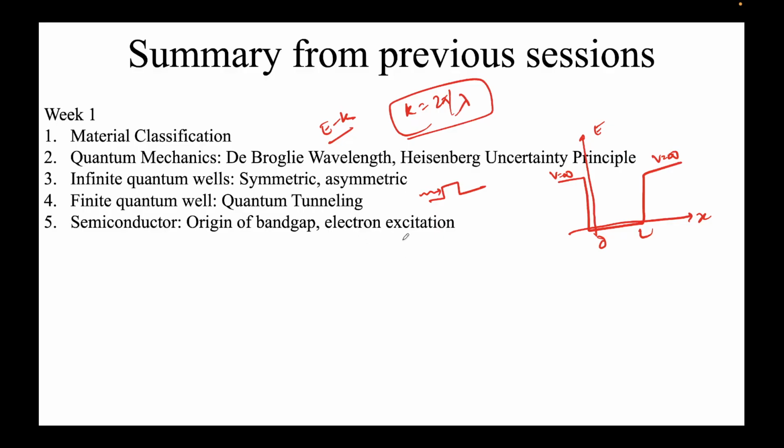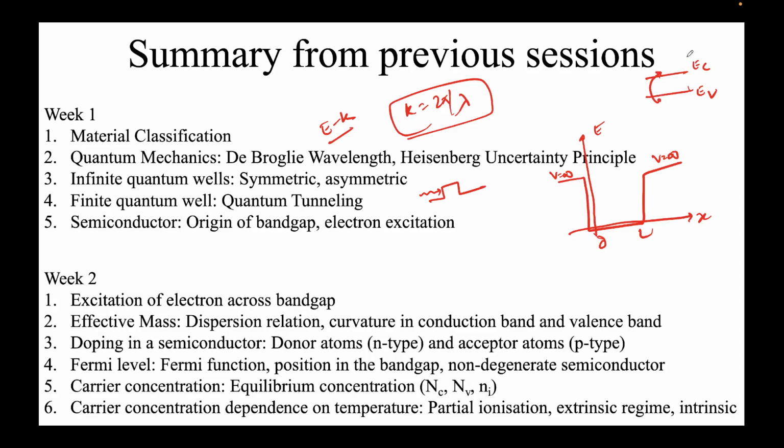And then finally we saw electron excitation, that is, if you have a band gap in a semiconductor, this is the conduction band denoted by EC, and this is the valence band denoted by EV, the boundaries of the conduction and valence band respectively. If you shine light of sufficient energy, an electron can go from here to here, and if it reaches the conduction band, it can cause conduction. A few such questions we also saw in week 2.